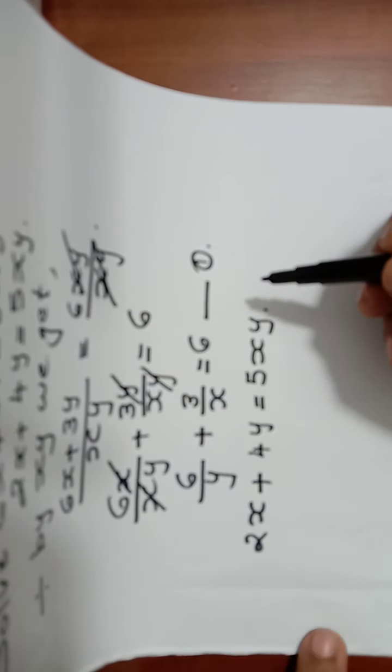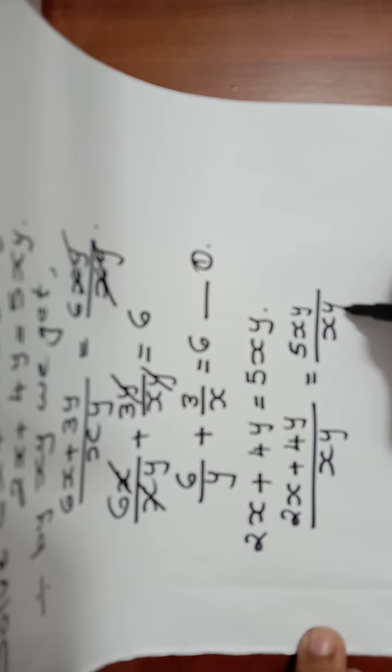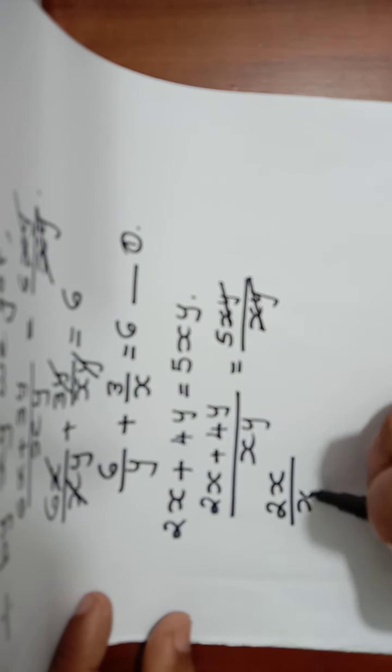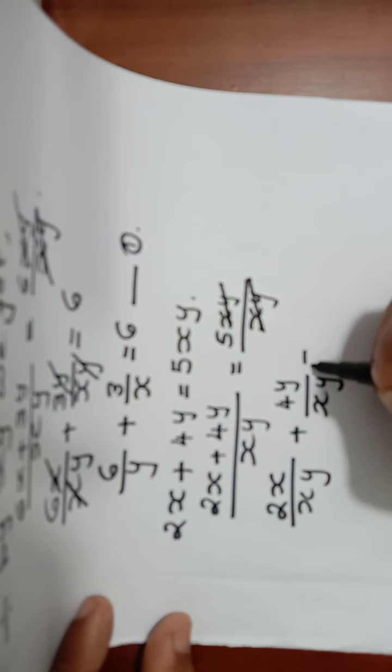Okay, now the second equation we have is 2x plus 4y equal to 5xy. What is the method? We have to divide throughout by xy. 2x plus 4y by xy, and at the right side also 5xy by xy. Cancel the xy's. Here don't cancel in between. Here you have to separate it as 2x by xy plus 4y by xy equal to 5. So x and x can be cancelled, y and y also. So it is 2 by y plus 4 by x is equal to 5. This is our second equation.